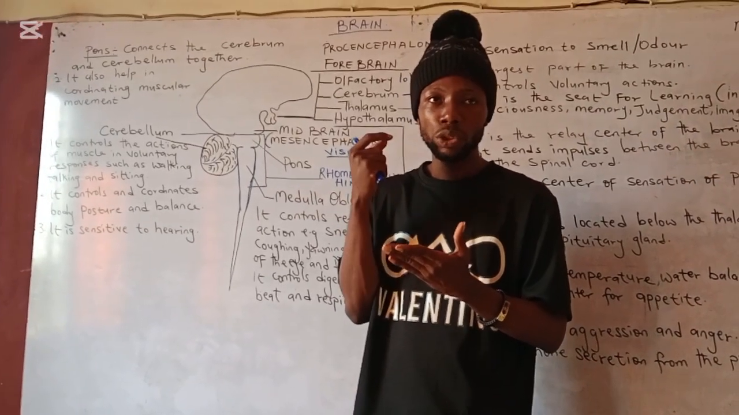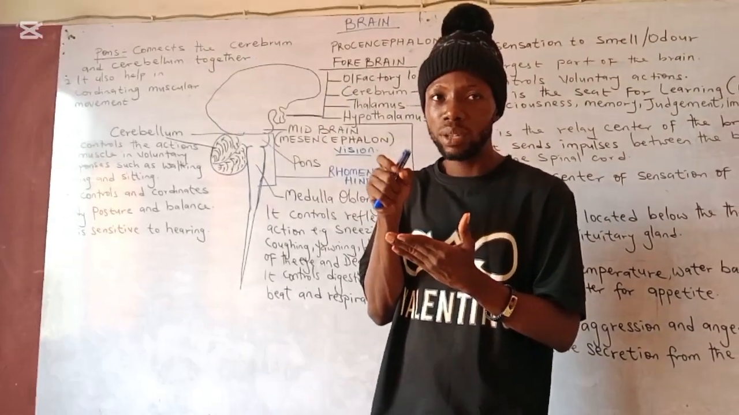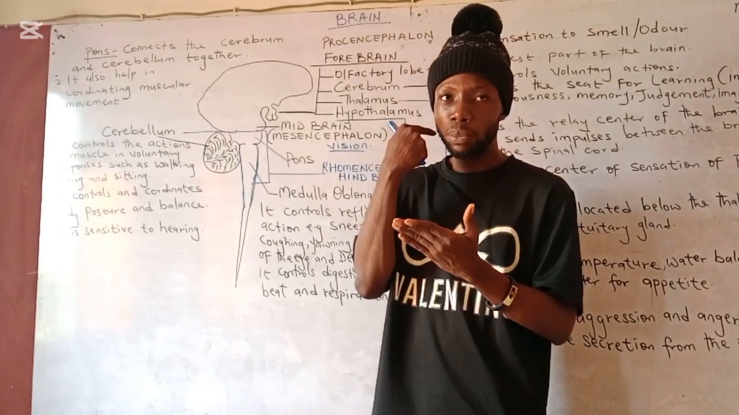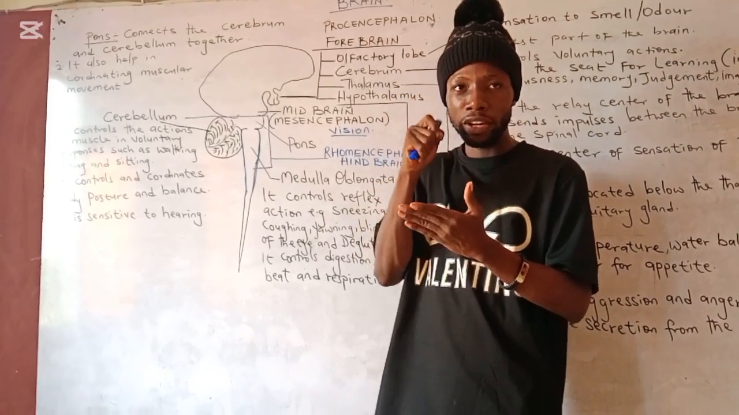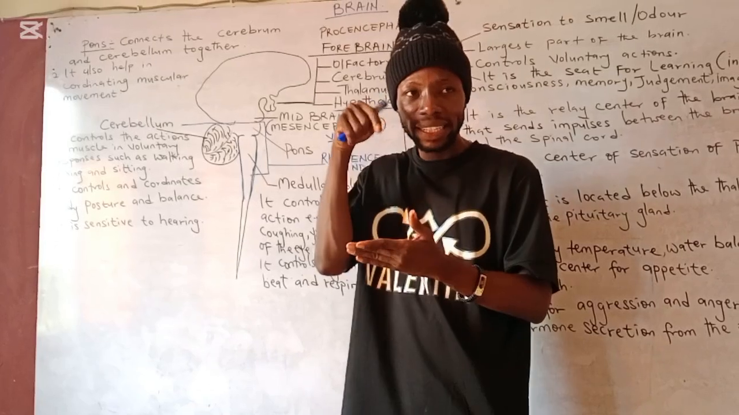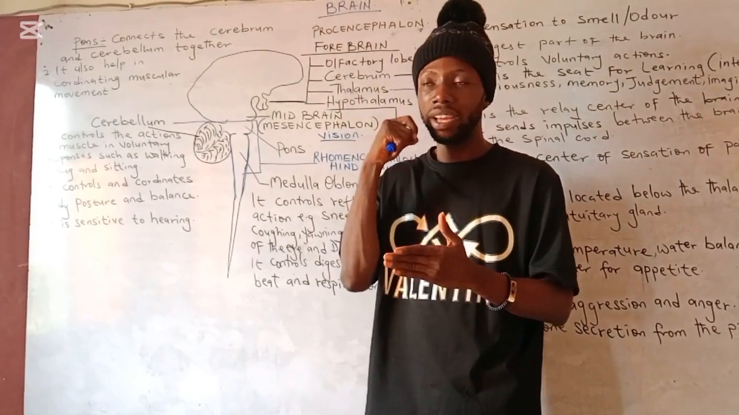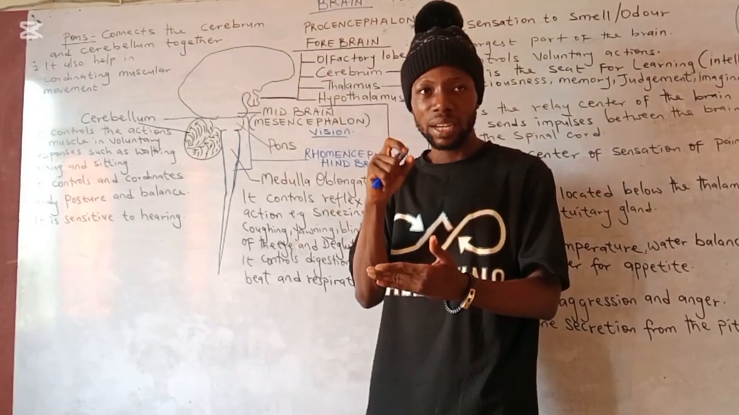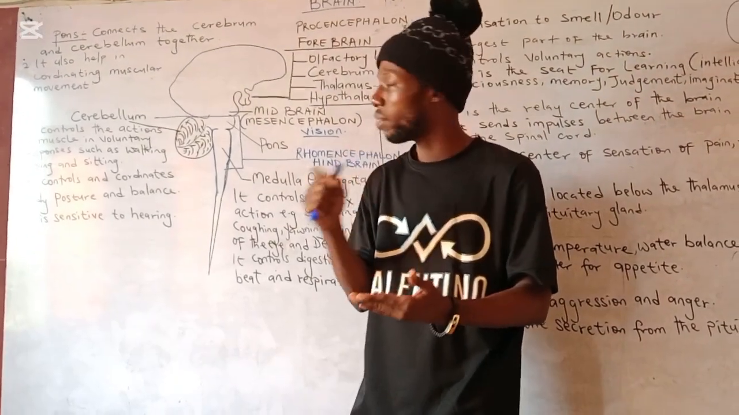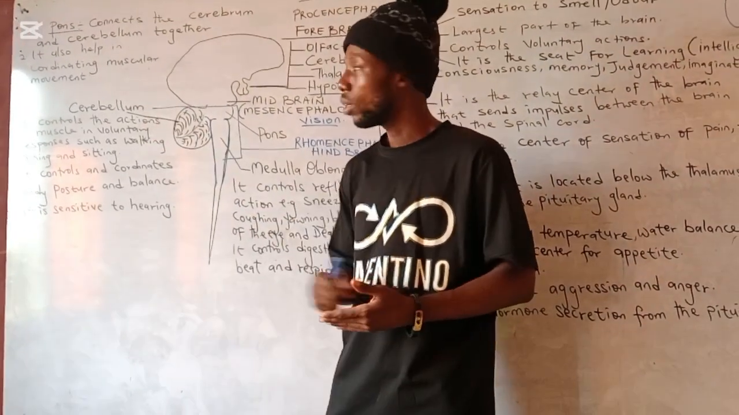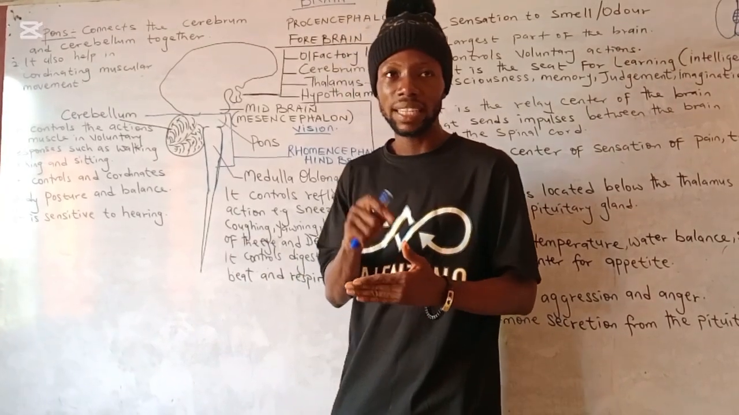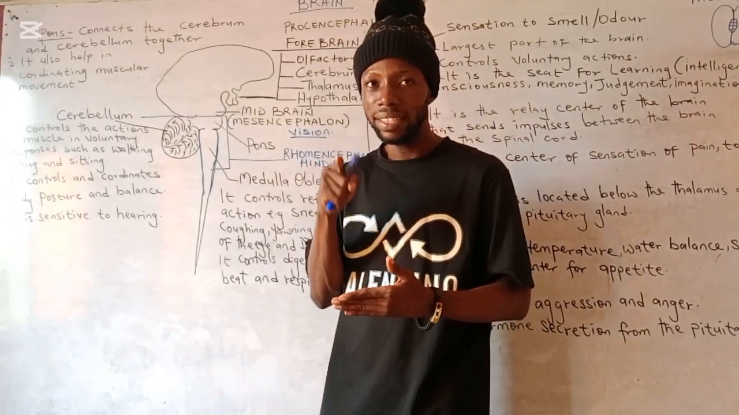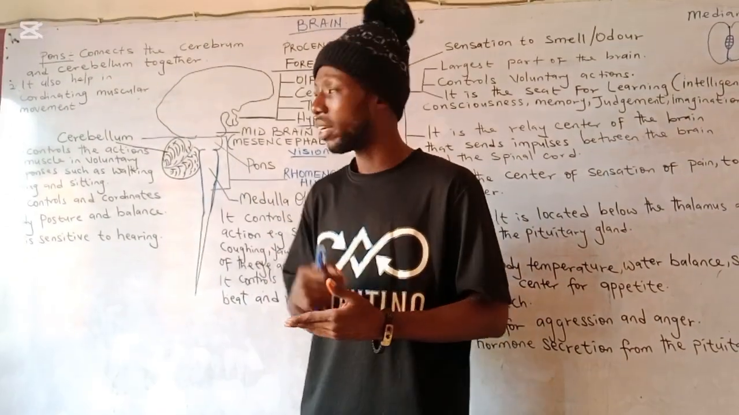Through the cochlear nerve, the sound wave or sound vibration is sent to the brain. The brain will receive the information in the form of impulses and interpret it for us to hear. The part of the brain that receives that sound vibration through the cochlear nerve is the cerebellum. So the cerebellum here is sensitive to sound. You can say it is sensitive to hearing.